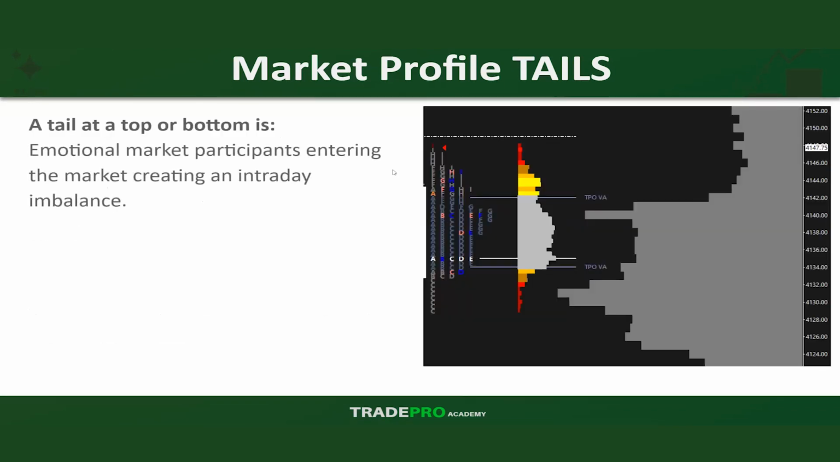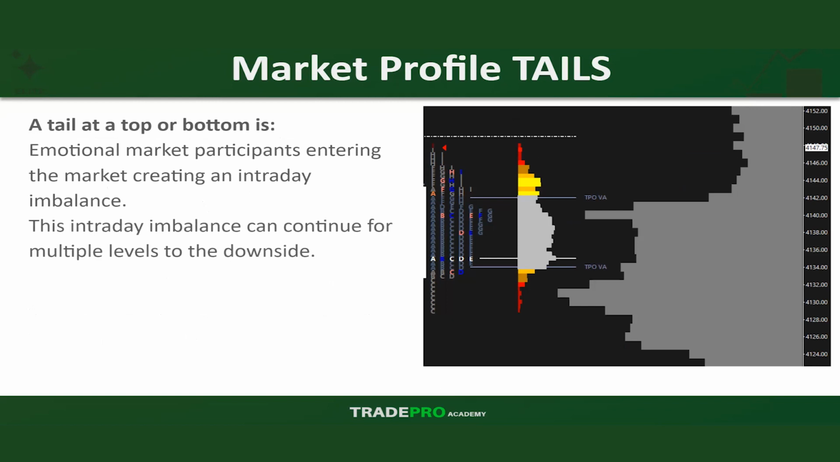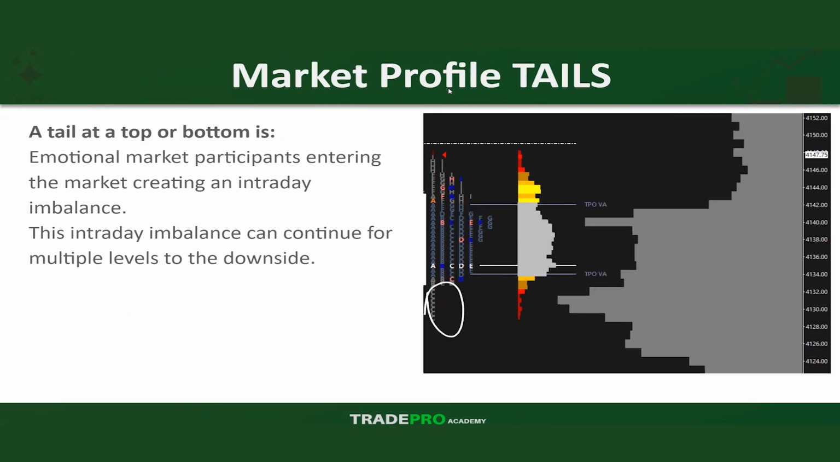Now, a tail at the top or bottom is emotional market participants entering the market, creating an intraday imbalance. This intraday imbalance can continue for multiple levels to the downside or upside. In this case, we have a downside print. There's no set amount of single prints that will form, like 10, 15, 5, 3, whatever the number is. There's no set number that's going to form. And then you say, okay, let's reverse this, right? This can go on for quite some time, right? This can go on and create an actual new balance below.